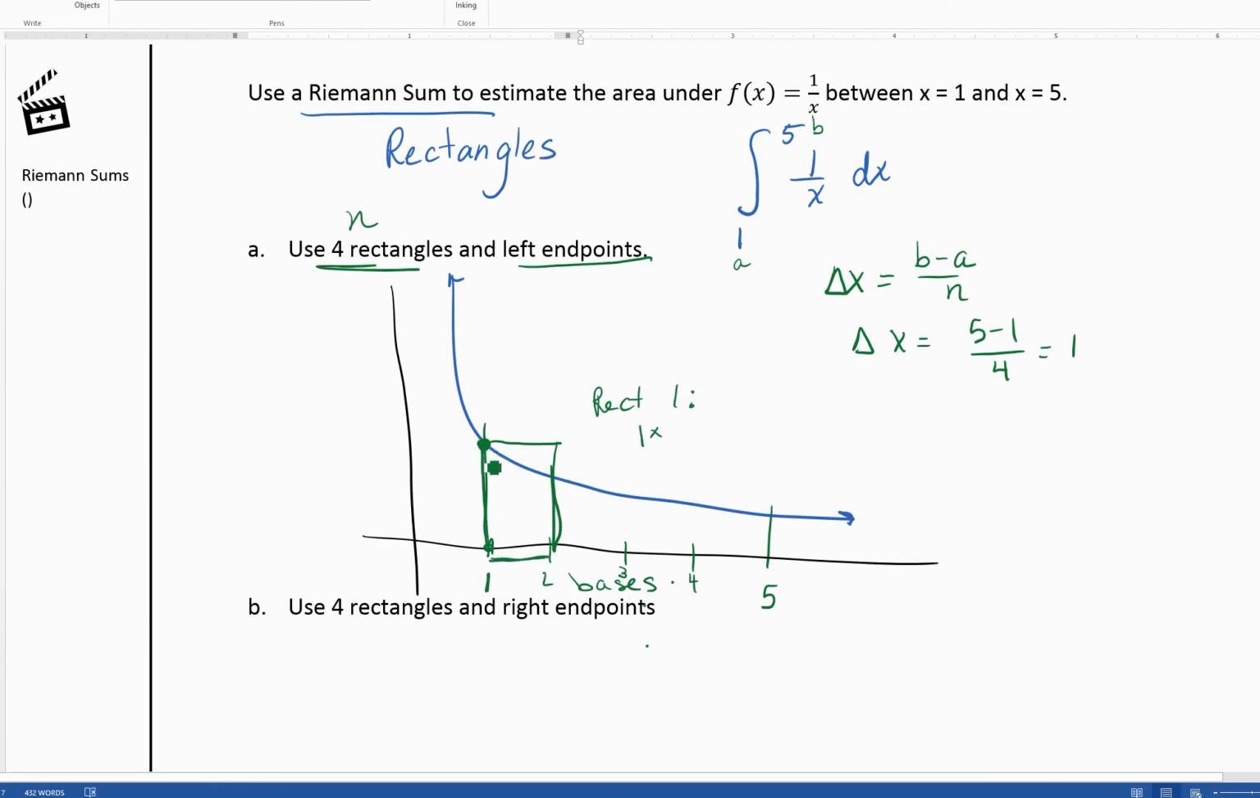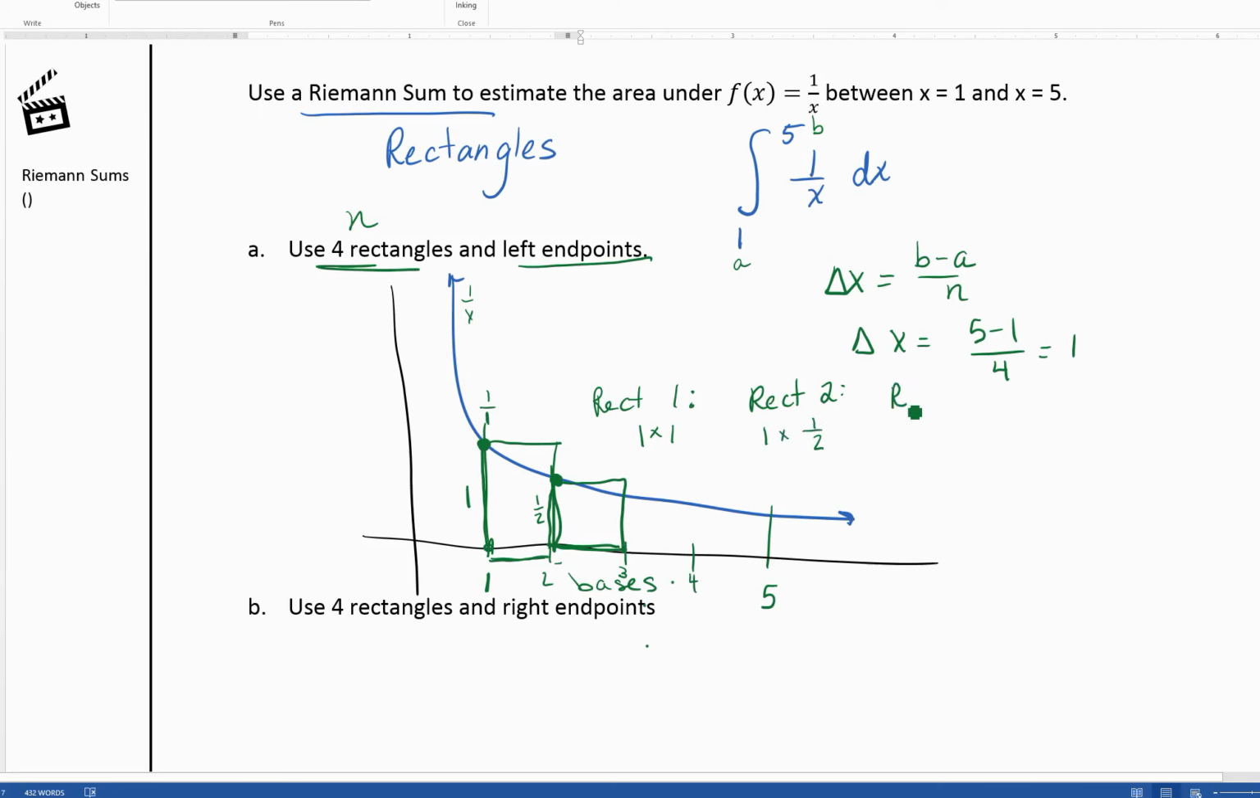Now to get the height, it's where the function value is here, and this is the graph of 1 over x. So this would be 1 over, plugging in the x value, 1. So 1 times 1 would be the area of that first rectangle. For the next one, this would be our second base, and we want the left endpoint, so we're going to go up and plug in 2. So that height, we plug in 2 to get this height. This would be a height of 1/2. So for rectangle 2, the base is still 1 times the height of 1/2.